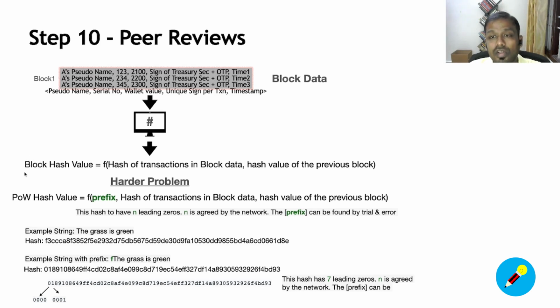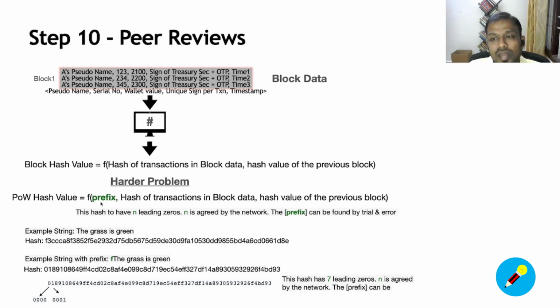Along with the actual work, you're also giving this proof of work, which is actually a harder problem. And unless you give that proof of work, you'll not get that incentive, right? And this proof of work involves identifying this new prefix such that the hash of this prefix plus the hash of the transactions plus the hash value of the previous blocks gives you that leading number of zeros, which is agreed by the network, right?